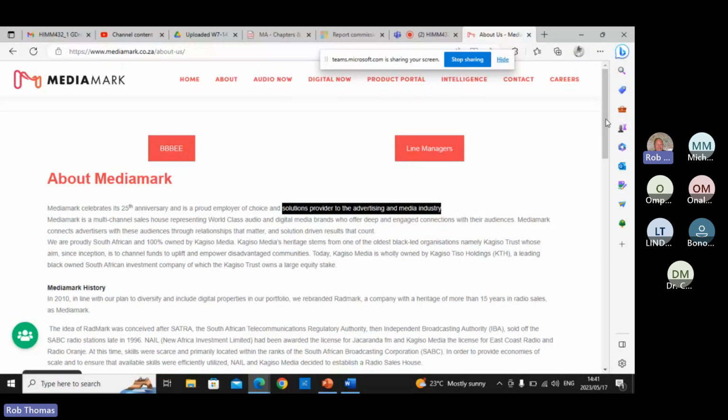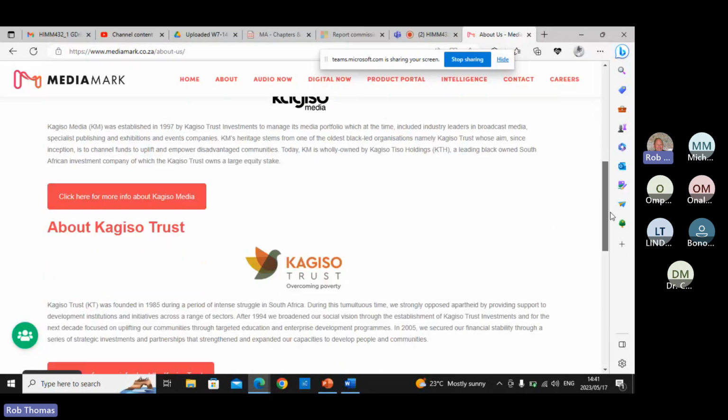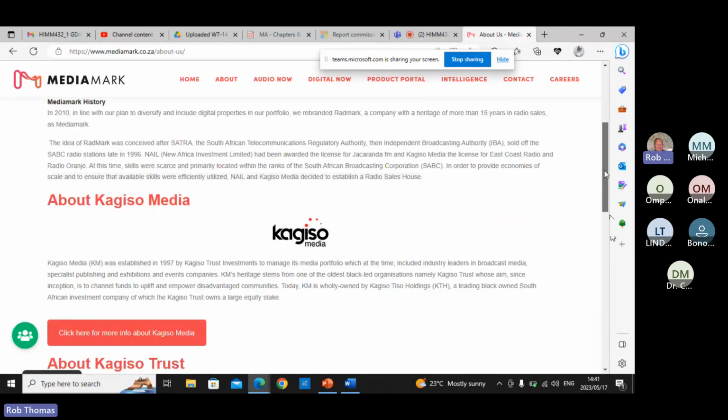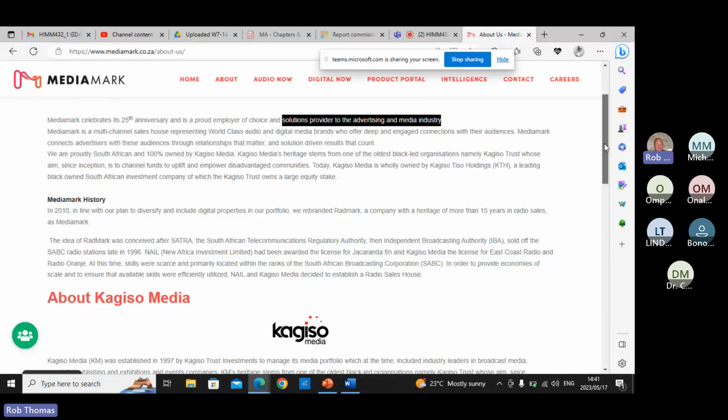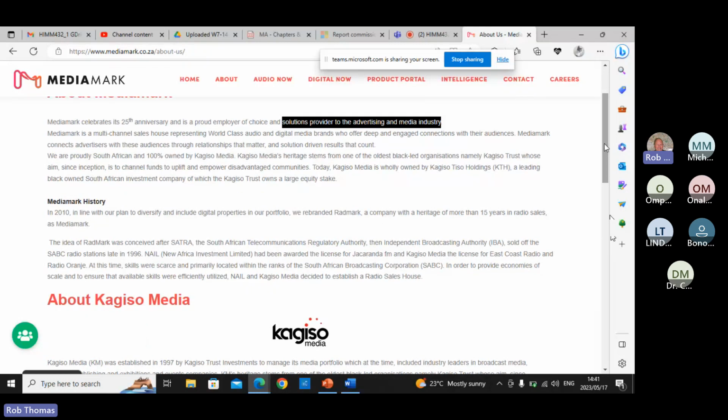How? Well, if you have a look, we have a whole bunch of radio stations. On a different page, we've got East Coast Radio, we've got Kaya, we've got Jacaranda, etc. And then we have a whole bunch of other ways we can communicate with people. They're somehow involved with Vodacom, or maybe Vodacom's one of their clients.